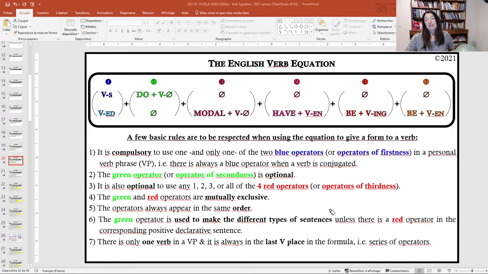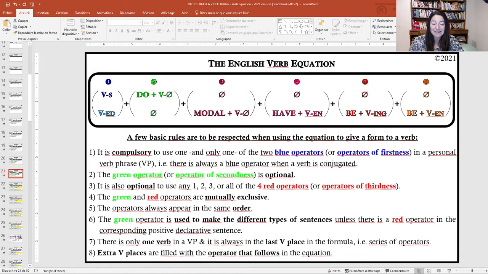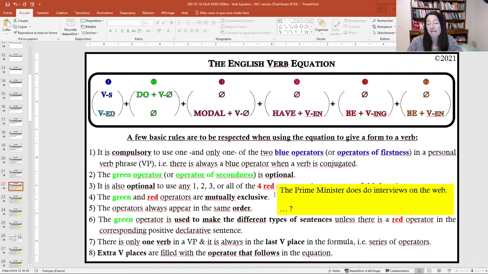So we're going to see a few examples in a second, and I would just like to draw your attention now to the fact that when there are several V places to be filled, they are filled with the operator that follows in the equation. So let's take an example. For instance, we have here the Prime Minister does do interviews on the web. So is this the present? Is this the present or the past?